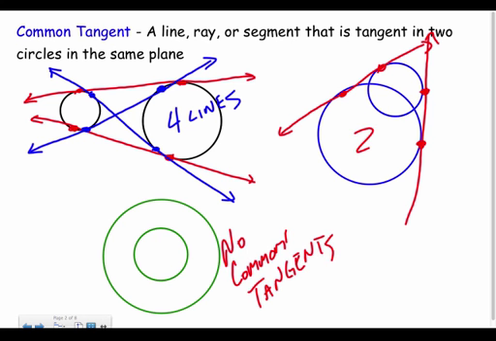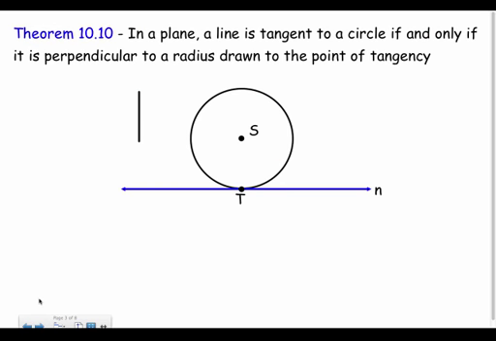Basically, if you can have a tangent through 2 circles that are in the same plane, we call them common tangents. And we have a theorem that goes with this, and it should make sense. In a plane, a line is tangent to a circle if and only if it is perpendicular to a radius drawn to the point of tangency. If I have a line that intersects the circle at 1 point, in this case at point T, and I draw a radius from S to T, the center to the point of tangency, it has to make a perpendicular. So the line is only tangent if it makes a perpendicular to a radius from the center to the point of tangency.